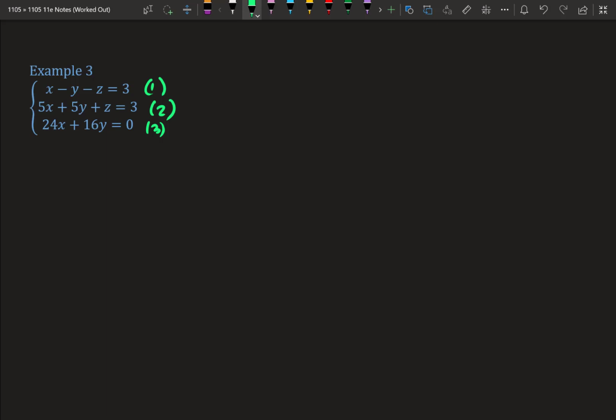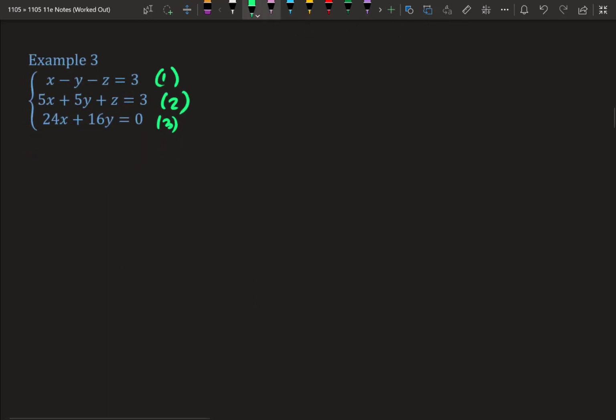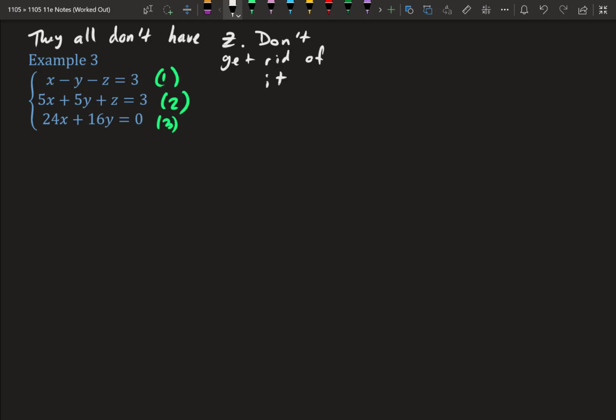It's amazing. Alright, so you notice that the third one doesn't have a z? Since they don't all have a z, don't get rid of it. Just work with it. We are not allowed to get rid of z because not all of them have z. It just won't work out. So I need to find new 2 by adding 1 and 2.